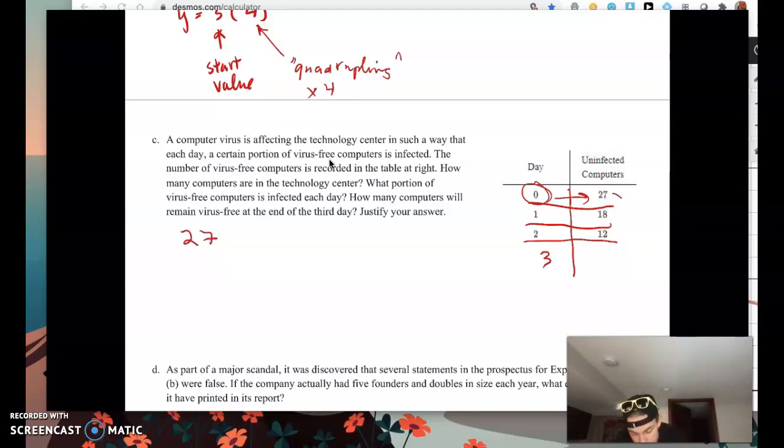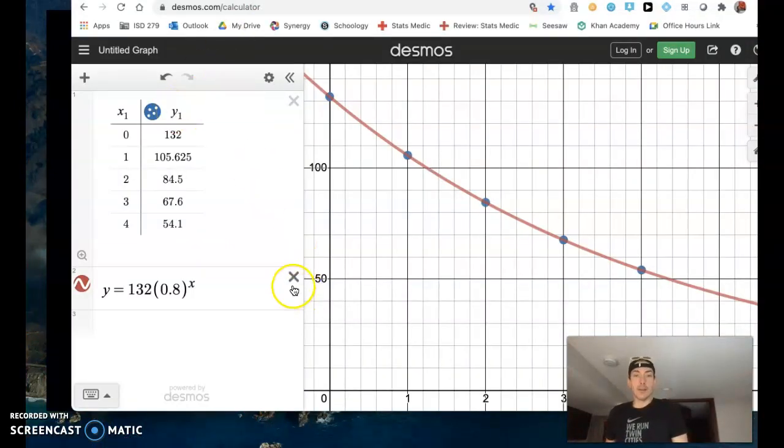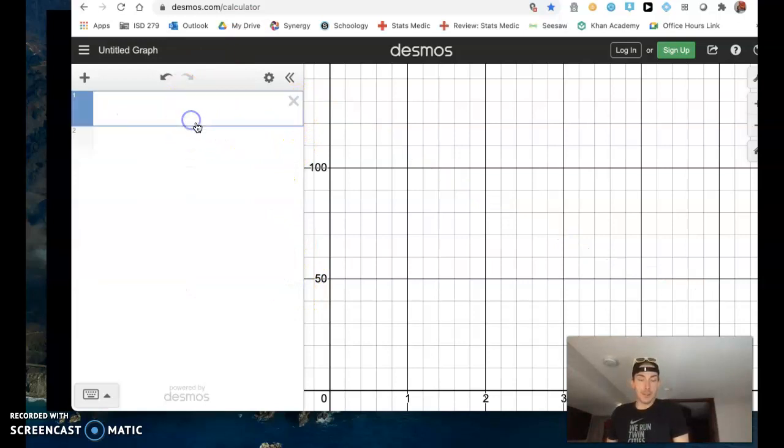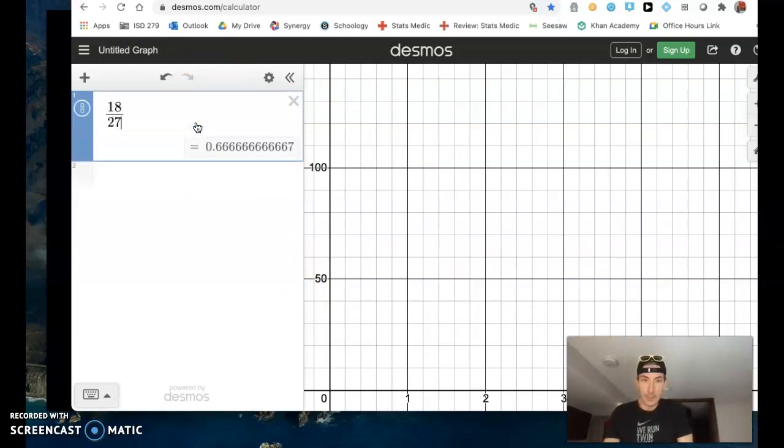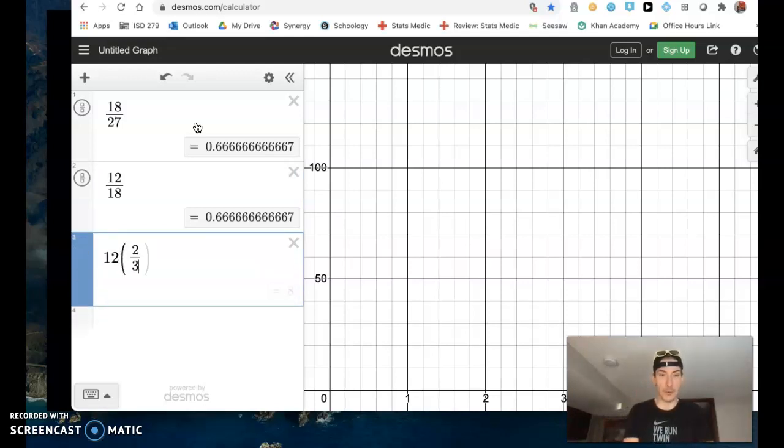Now I've got to figure out that ratio from here to here again, and that same ratio should take me from there to there. And I'll check this one more time using Desmos. Desmos is going to be a pretty nice tool for this. I'm just getting rid of those things. No big deal. I can take 18 and divide it by 27. Oh, and that's 2/3. Okay, I'll check this. Is 12 divided by 18 the same thing? And it sure is. So 2/3, or 0.6 repeating, is going to be my decay factor in this case. And so what I can do is take 12 and multiply that by 2/3, and that should tell me at the end of the 3rd day how many computers remain uninfected, and that's going to be 8.